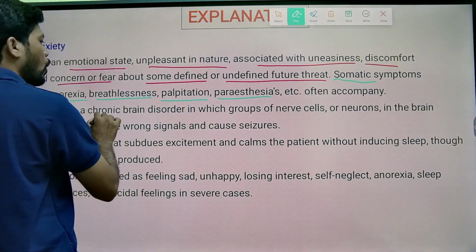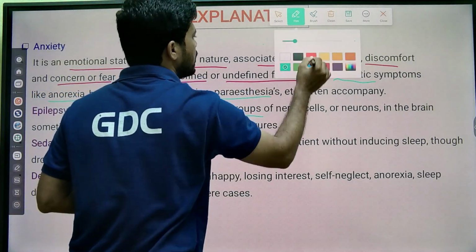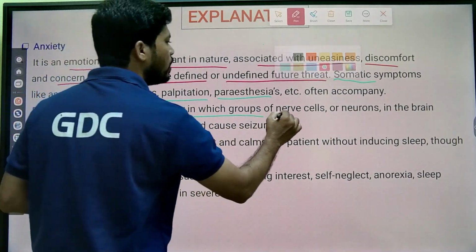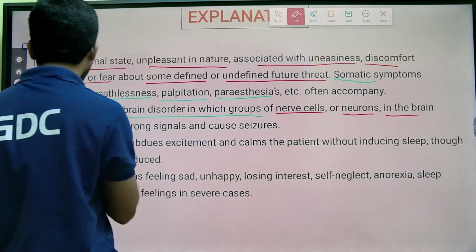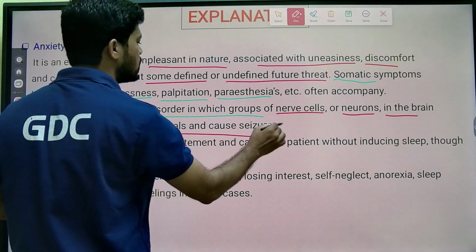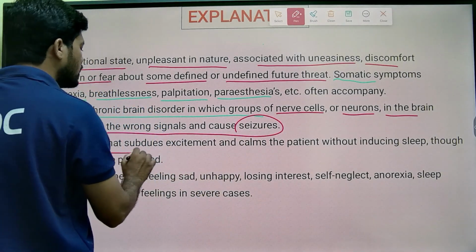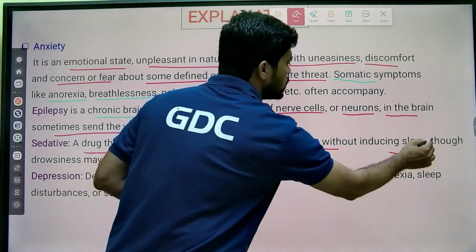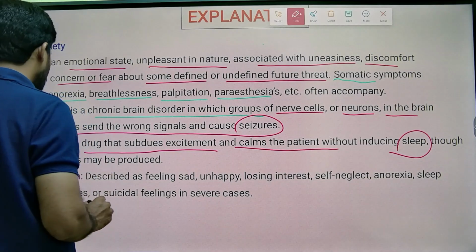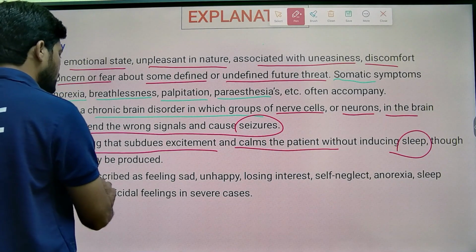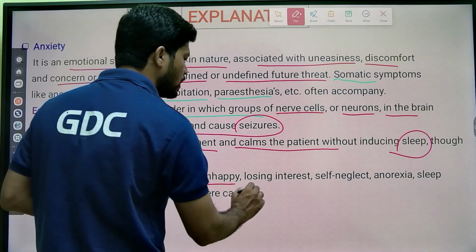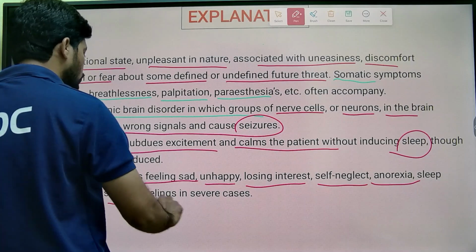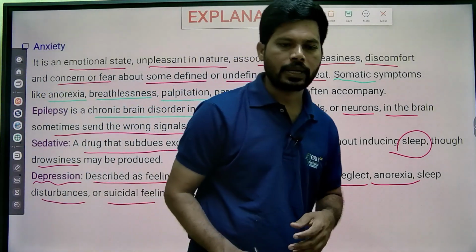Epilepsy is a chronic brain disorder in which a group of nerve cells, neurons in the brain, sometimes send the wrong signals and cause seizures, fits. A sedative is a drug that subdues excitement, calms down the person without inducing sleep, but causes drowsiness, a feeling of sleep. Depression is described as a feeling of sadness, unhappiness, loss of interest, self-negligence, anorexia, loss of appetite, sleep disturbances, or suicidal thoughts.